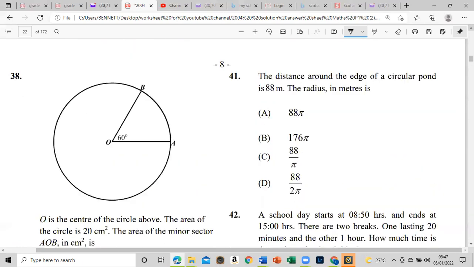The distance around the edge of a circle is 88. Again, that was worked on the other paper. It equals 2 pi r. So it's 2 pi r, and now transpose, so divide by 2 pi to get r. Let's say that was on the other paper, go into more detail with that. So it was D.